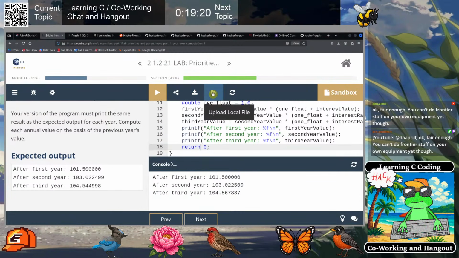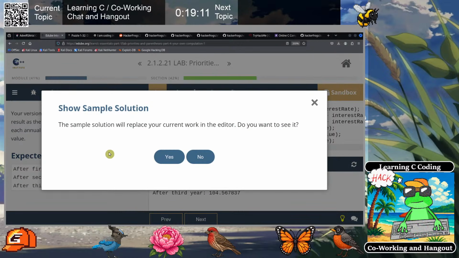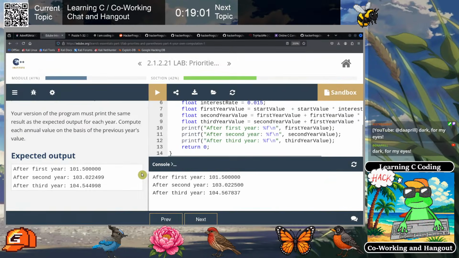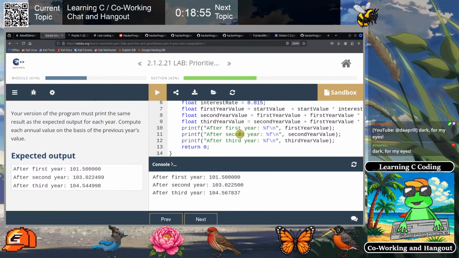Let's see, download, upload, reset, share, tip. Oh, okay, we can get a tip. The sample solution will replace your current work in the editor. Do you want to see it? Show sample solution. Sure, sure. I mean, we've worked on this long enough. Okay, so these are still floats.